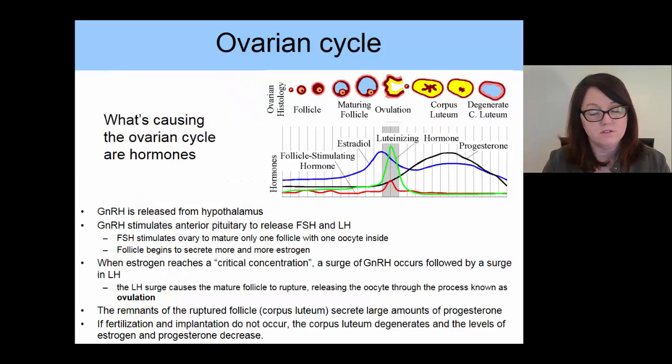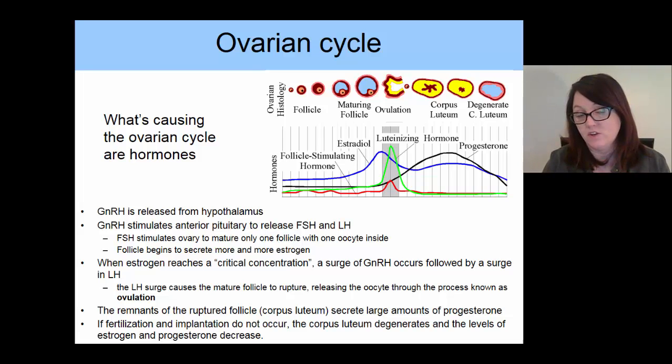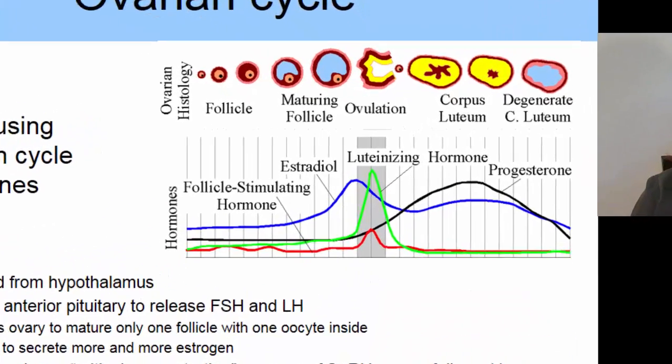What's causing these things to occur in the ovarian cycle? Well, it's hormones. Hormones are regulating the ovarian cycle. At the beginning of the cycle, gonadotropin-releasing hormone is released by the hypothalamus. It goes to the pituitary, where it causes the release of FSH and LH. The FSH and LH go to the ovaries, and the FSH stimulates one follicle and one oocyte inside of it to mature. Follicle stimulating hormone stimulates the follicle, right? As the follicle is stimulated, it grows and grows, and as it grows, it begins to release more and more estrogen.